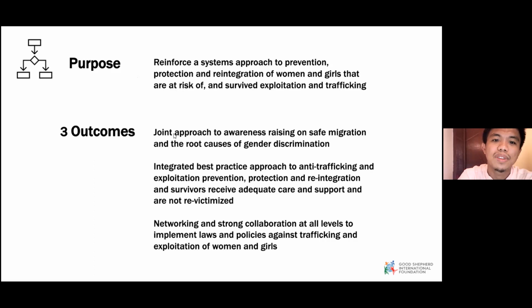So one outcome would be the joint approach to awareness raising. Second is integration of best practices approach to human trafficking by provision of adequate care and support so that we can ensure that the women and girls will not be re-victimized. And then another outcome can focus on networking and strong collaborations. Linking it back to Teresa's explanation a while ago, remember there is this circle of change. So there is the individual, the family, the community, then until we go internationally.